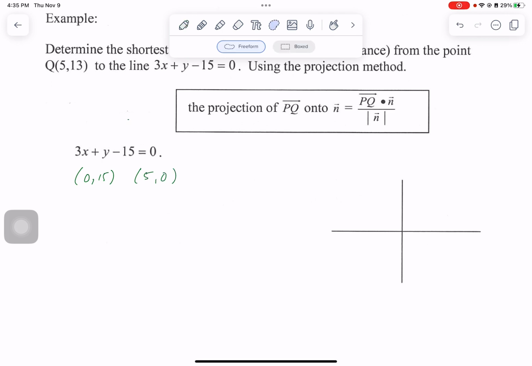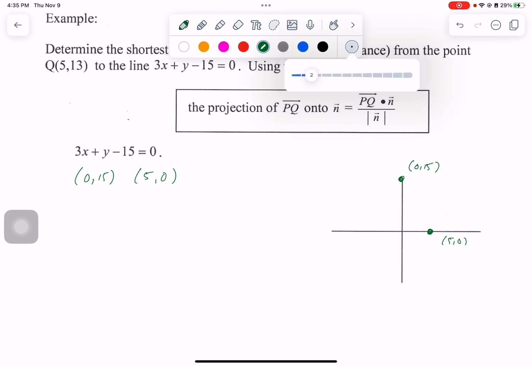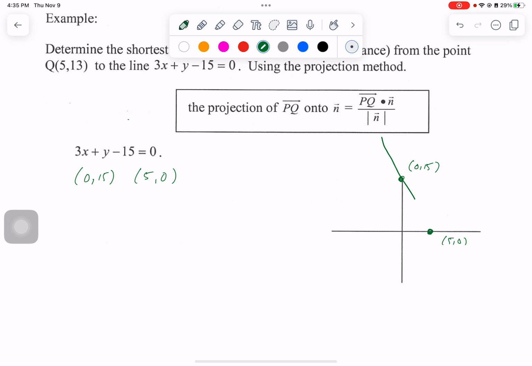So what that allows me to do is come over here and pretend that this is going to be (5, 0). It's a good pretend. And, I don't know, let's throw it up here somewhere. Let's pretend that this is going to be (0, 15). And let's connect these guys with a nice little line. There we go. And let's pretend it's a line so it keeps going in both directions.